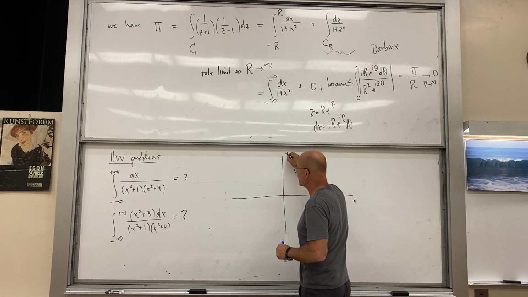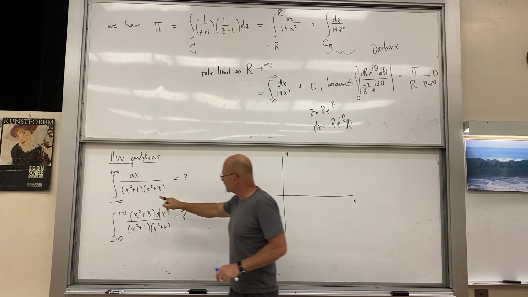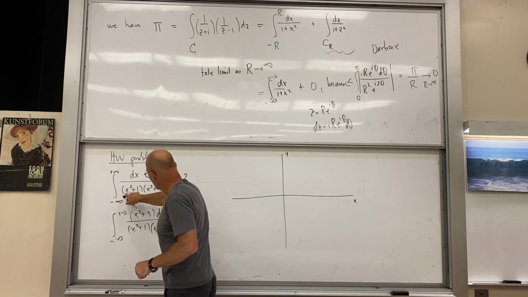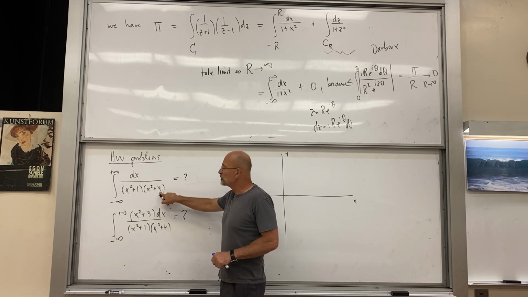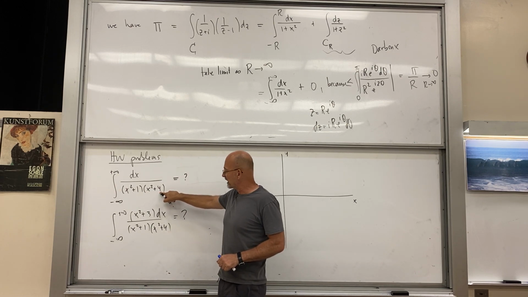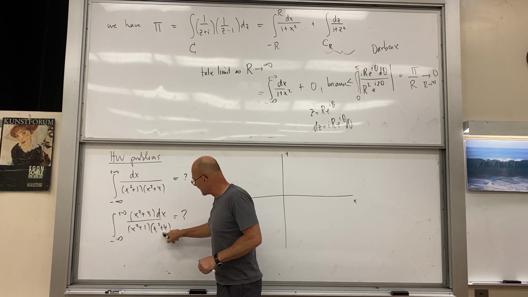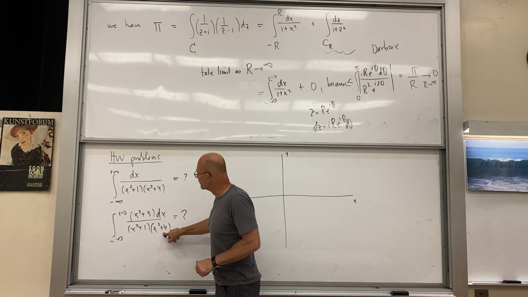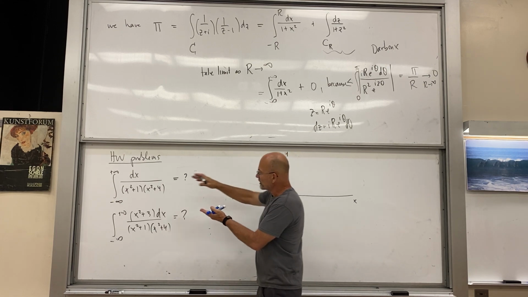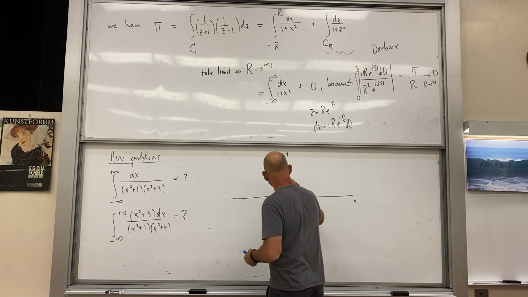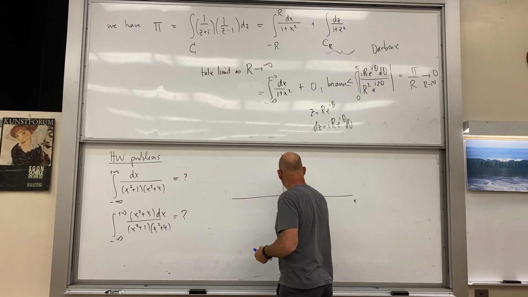See, this factor can be factored into x plus i, x minus i, x plus 2i, times x minus 2i. And the same thing down here: x plus i, x minus i, x plus 2i, x minus 2i. And again, we're going on the real axis. These are real integrals, but we have a pole here at i and at 2i.